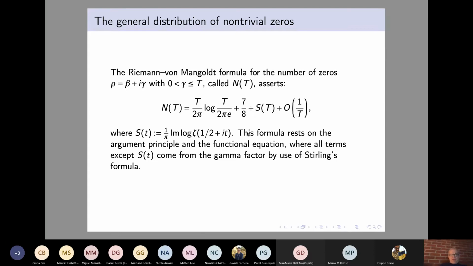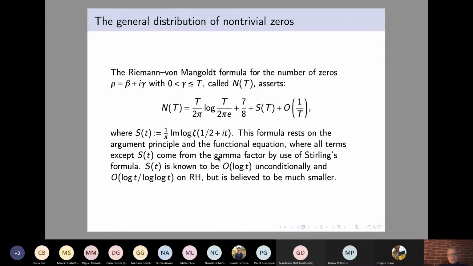As I said, it rests on the argument principle and the functional equation. So this is one thing that we immediately get out of the functional equation. And all terms here, except this mysterious S(t), come from the gamma factor by the use of Stirling's formula. Okay, so I couldn't resist saying something about S(t) because it's such an interesting object. It has been studied a lot, and we still don't know. Well, we are very far from knowing the right order of growth of this function when t goes to infinity.